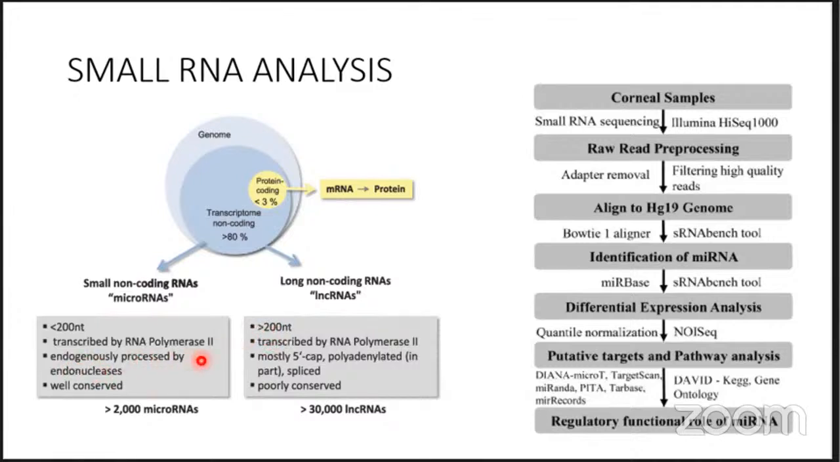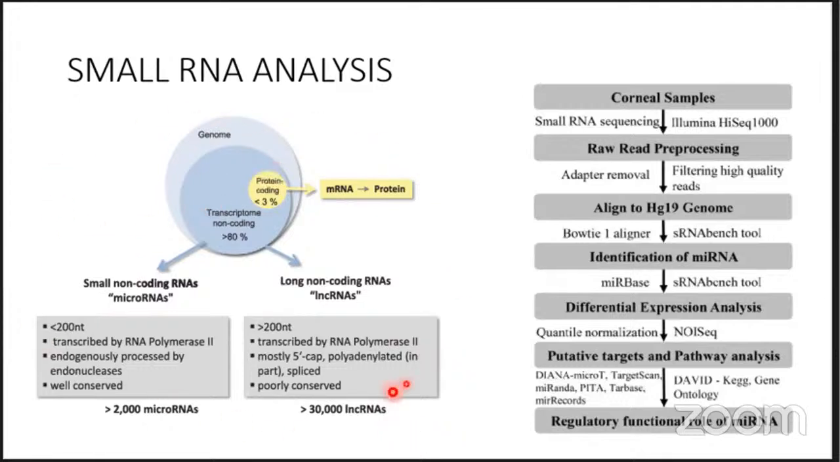They are transcribed by RNA polymerase II. Small RNAs are produced endogenously by endonucleases, while the long non-coding RNAs are produced mostly with a 5' cap and polyadenylation, spliced like mRNA. Small RNAs are well conserved, while long non-coding RNAs are poorly conserved. To date, more than 2000 microRNAs are known and well established, while more than 30,000 long non-coding RNAs are known.